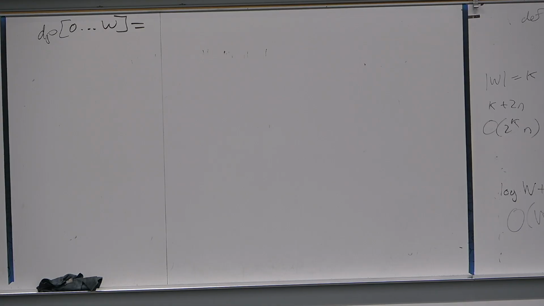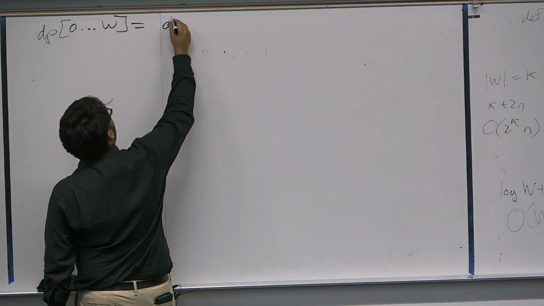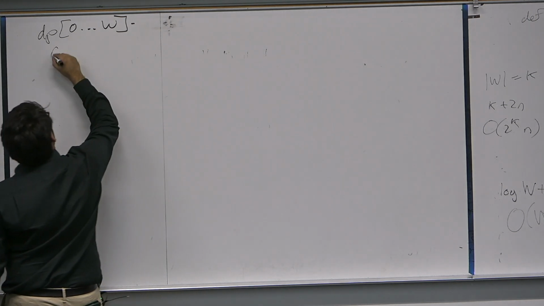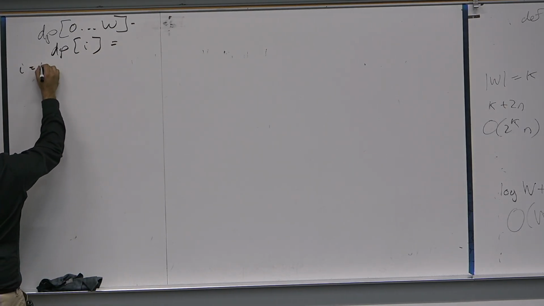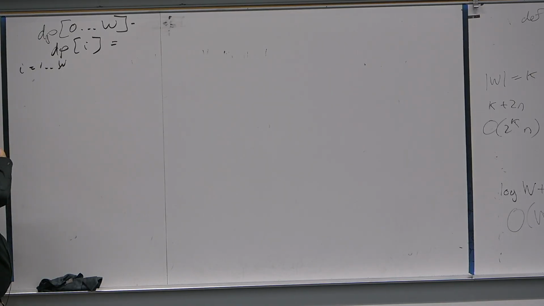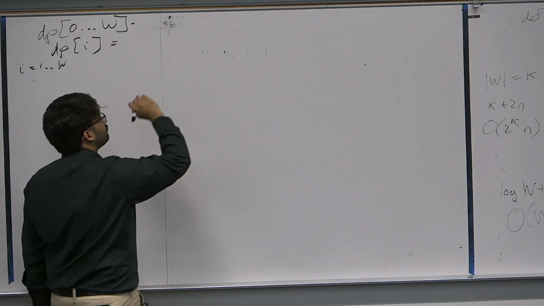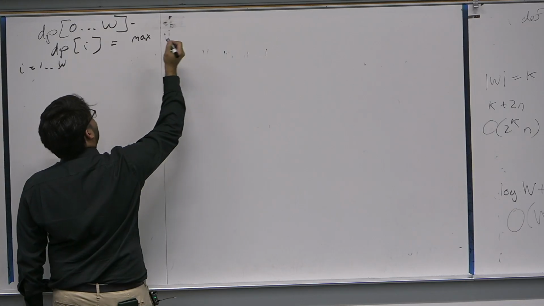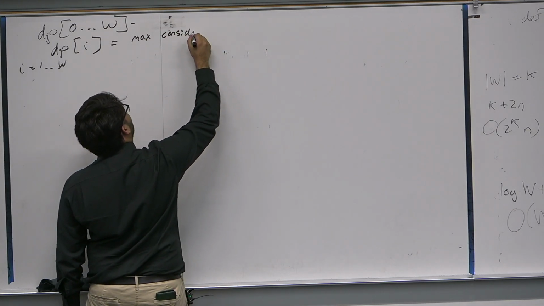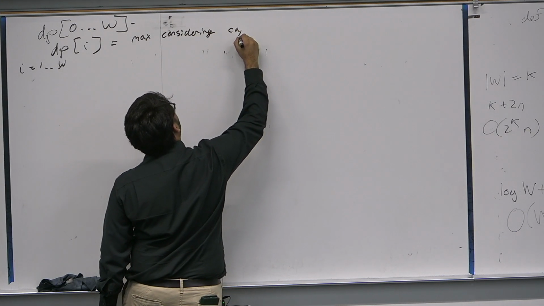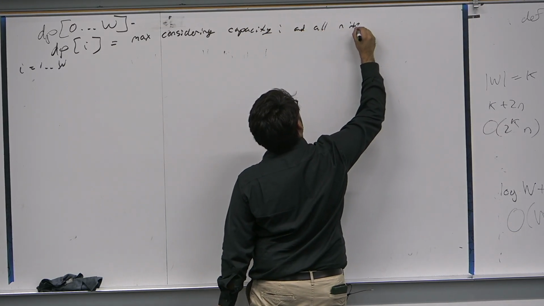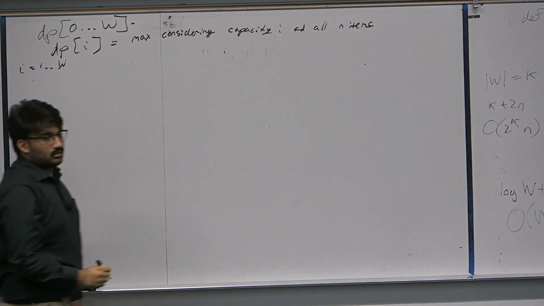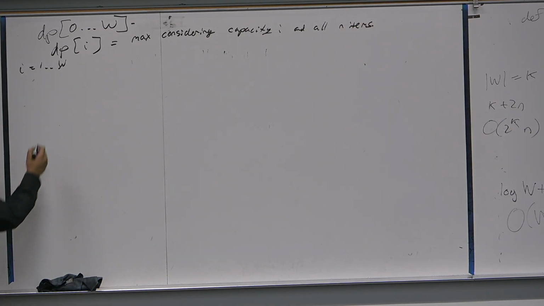Not the recurrence yet, but just in English. Max value combination. Yeah. So dp of, sorry, let me say it this way. dp of I in English would be what? For I is the max value combination under that capacity. Yeah, I guess, max considering capacity I and all n items. Okay. So let's just consider all the items. What would the recurrence be?